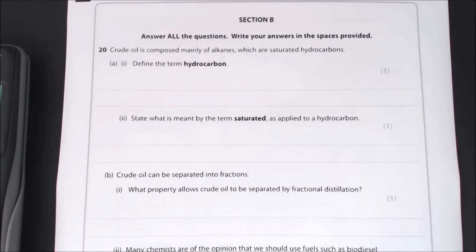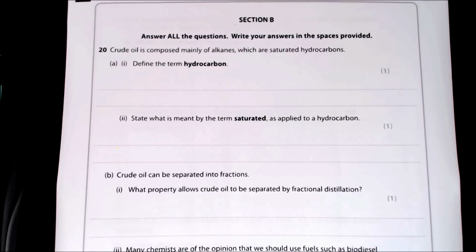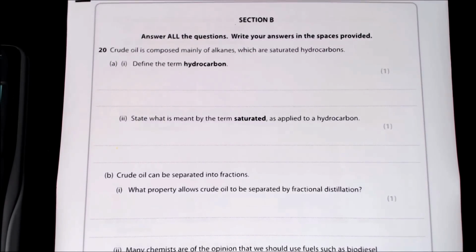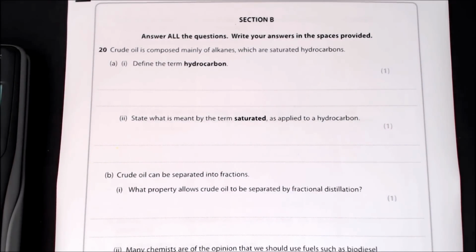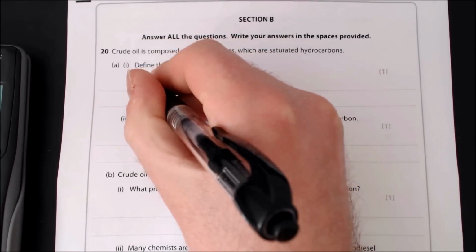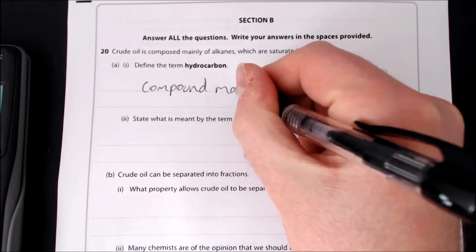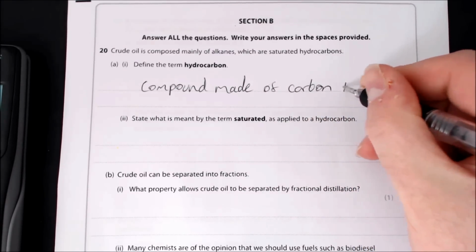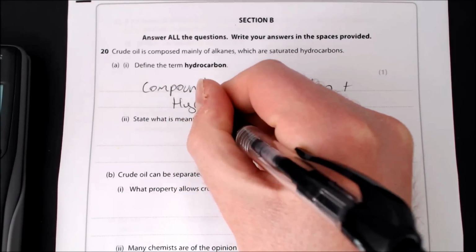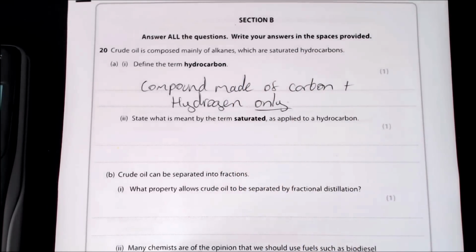Okay, so this is question 20, section B. So it starts by saying crude oil is composed mainly of alkanes, which are saturated hydrocarbons. Define the term hydrocarbon. They're basically looking for a compound that is made of carbon and hydrogen only. So we'll put that on there. And that's important, the only bit on the bottom there.